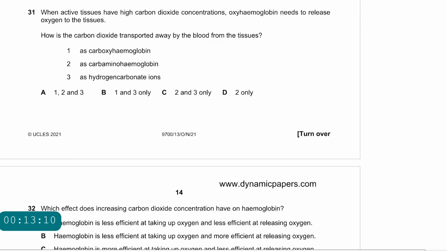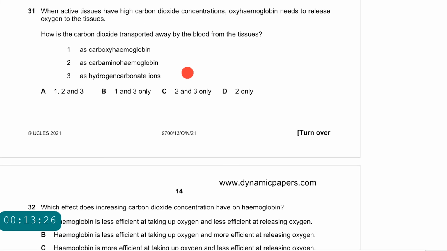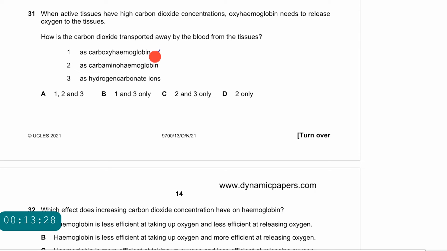31. When active tissues have high carbon dioxide concentration, oxyhemoglobin needs to release oxygen to the tissues. How is the carbon dioxide transported away by the blood from these tissues? Number 1, as carboxyhemoglobin. This is incorrect. Because carboxyhemoglobin means that carbon monoxide has bound to the hemoglobin, not carbon dioxide, so this is definitely incorrect.